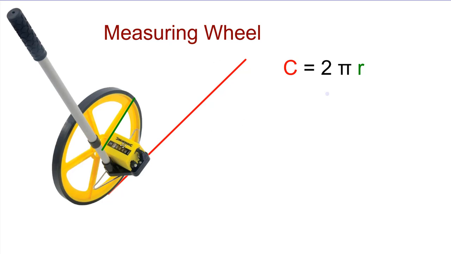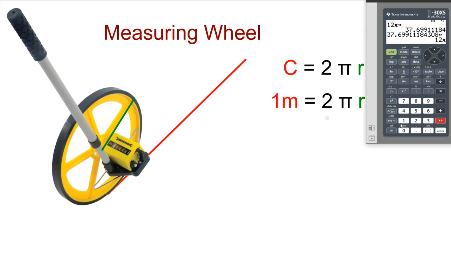We want to find out what the radius of this wheel would be if it had a circumference of 1 meter. So just plugging into our formula, circumference is 1 meter. We want to solve for the radius, the green mark here. And so the distance that it travels in one full rotation is 1 meter. All right, so we want to divide by 2 pi. So whenever we do that, we're going to have 1 divided by 2 pi.